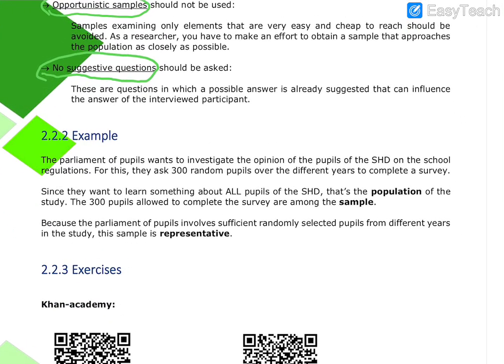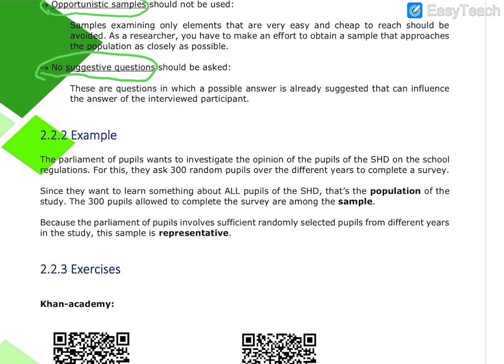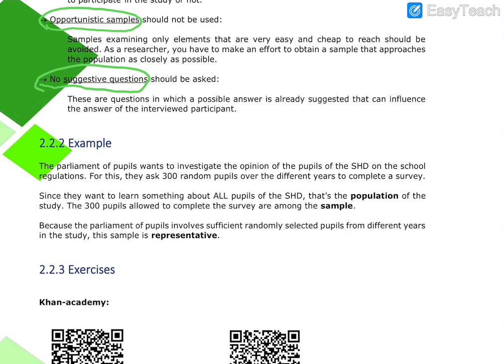2.2.2, an example. The Parliament of Pupils, het leerlingenparlement, wants to investigate the opinion of the pupils of the SHD on the school regulations, schoolreglement. For this, they ask 300 random pupils over the different years to complete a survey. Since they want to learn something about all pupils of the SHD, that's the population of the study, and the 300 pupils allowed to complete the survey are the sample. Because the Parliament of Pupils involves sufficient randomly selected pupils from different years in the study, this sample is representative. So this is a good or correct example.